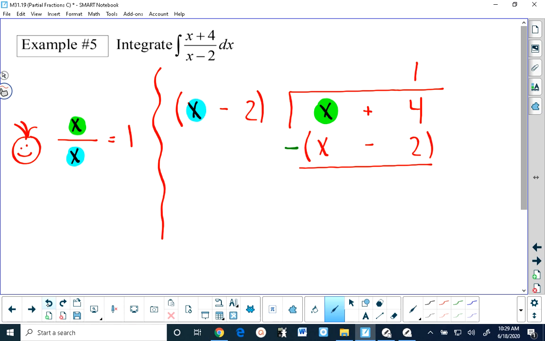X minus x is nothing. I'm not going to write that down. And then we have 4 minus negative 2, which is 6. And this is a very basic example of long division because there's only one stage. Remember, each stage has 3 steps, but there's only one stage.